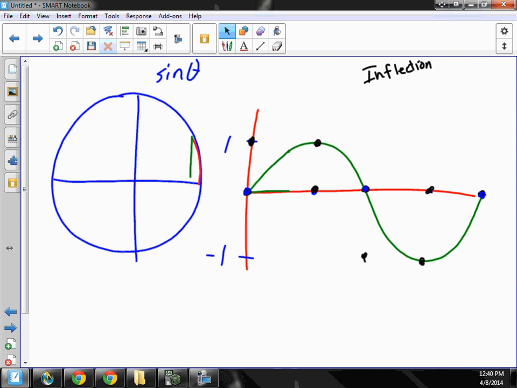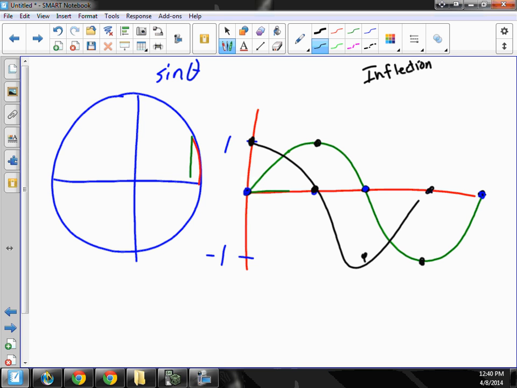So if I draw that curve, oh, that was pathetic. Do over. Okay.